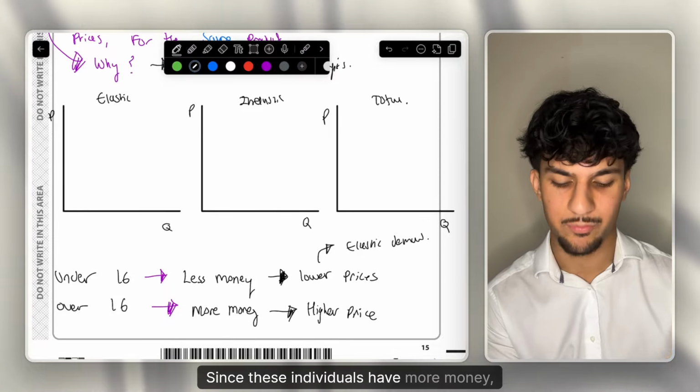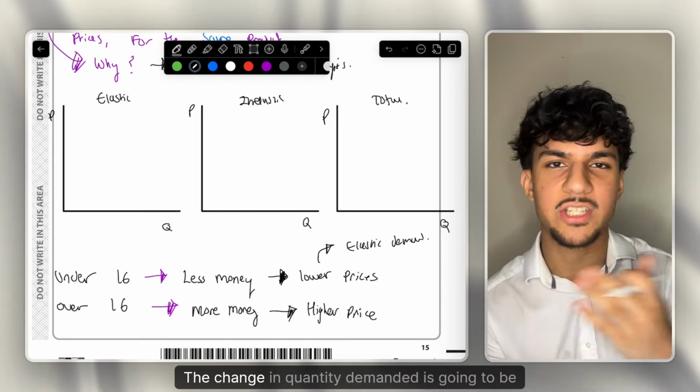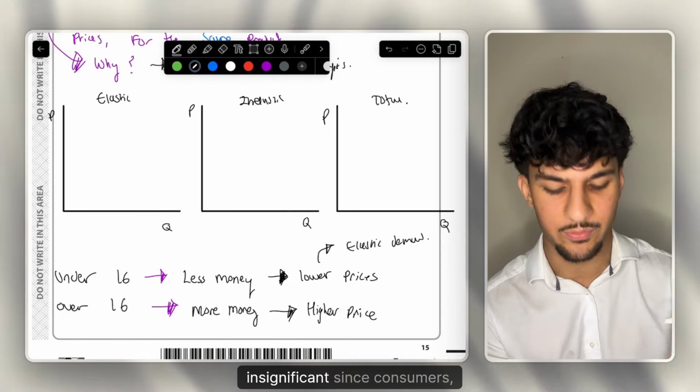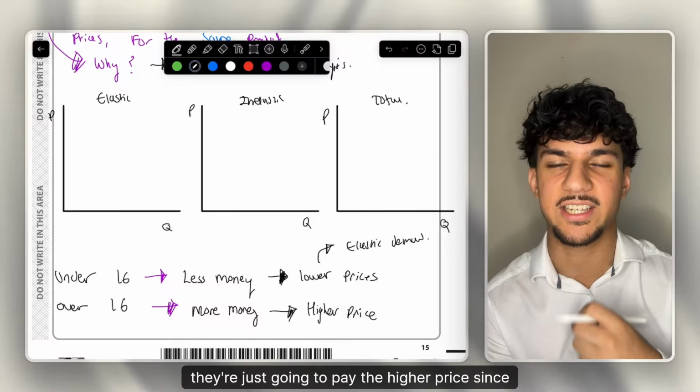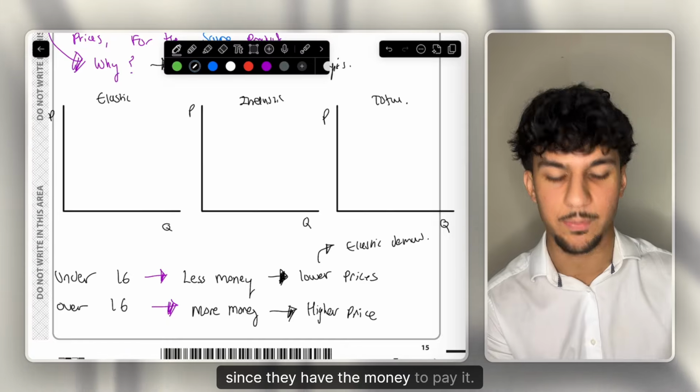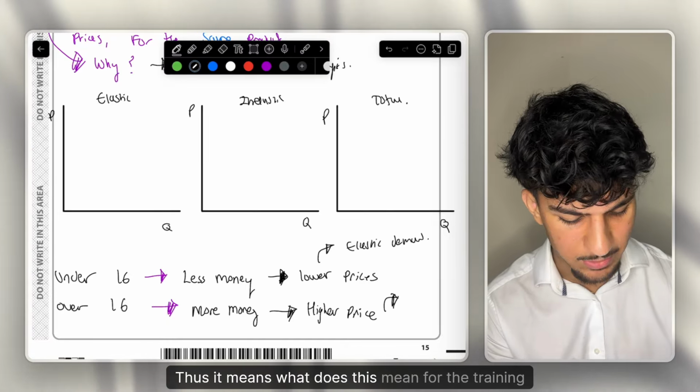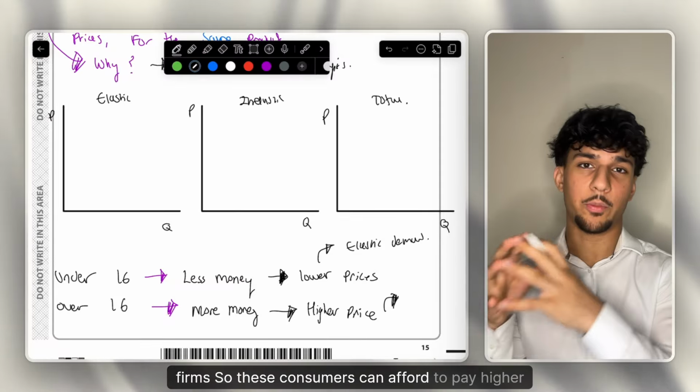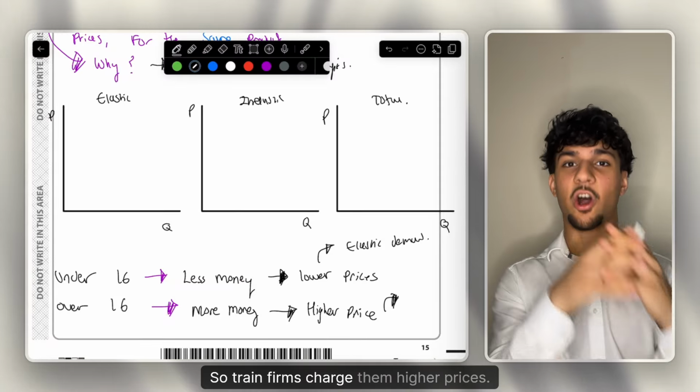Since these individuals have more money, like I said, they have lots of money in their bank, the change in quantity demanded is going to be insignificant, since consumers are just going to pay the higher price since they can afford to pay it. Thus, what does this mean for the train firms? These consumers can afford to pay higher prices, so train firms charge them higher prices.